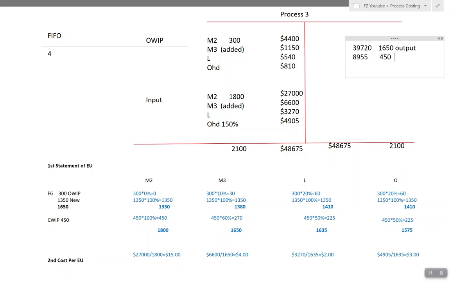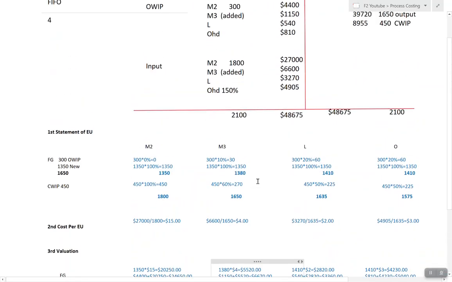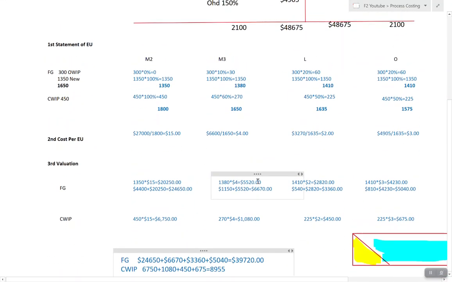450 closing work in progress. Let's see. Now for the closing work in progress, we only take the new cost because they are units that started this period. So it doesn't have anything to do with the opening work in progress. So only the cost incurred this period is added. So adding it together, we have 89.55.